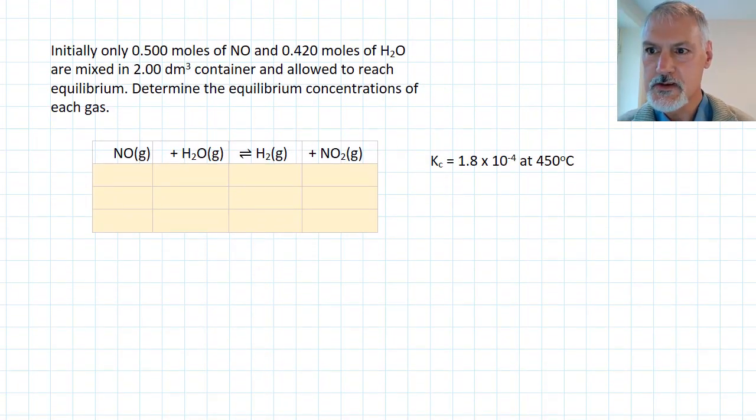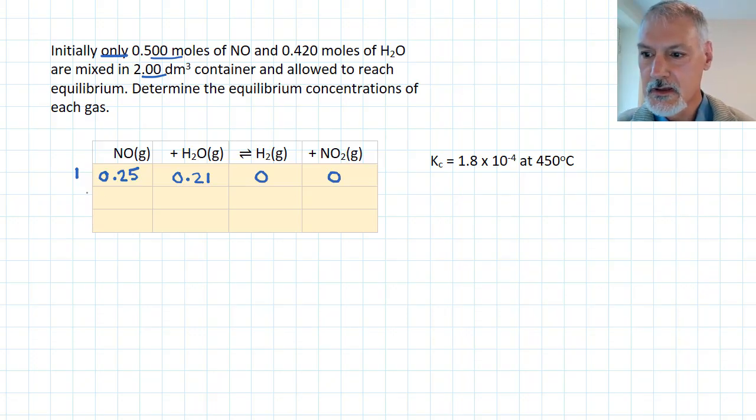And this question will show us another trick we can use to solve these problems. In this one I'm given the moles in a container, so I have to convert this to get the initial concentrations by dividing by the volume. So this would be 0.25, 0.42 divided by 2, 0.21, and these are only present, so that'll be 0, that'll be 0.